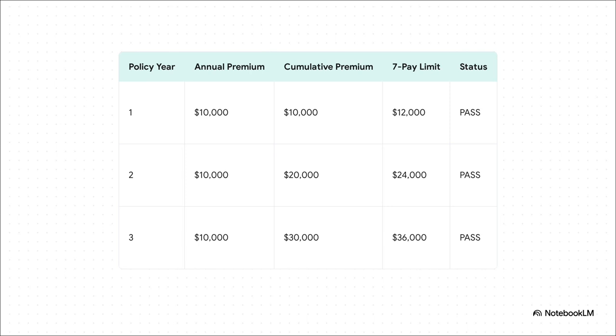But look, the fill line also went up to $24,000. Still safe. Pass again. You see the pattern? The water level is always under the limit. This is what perfect compliance looks like.